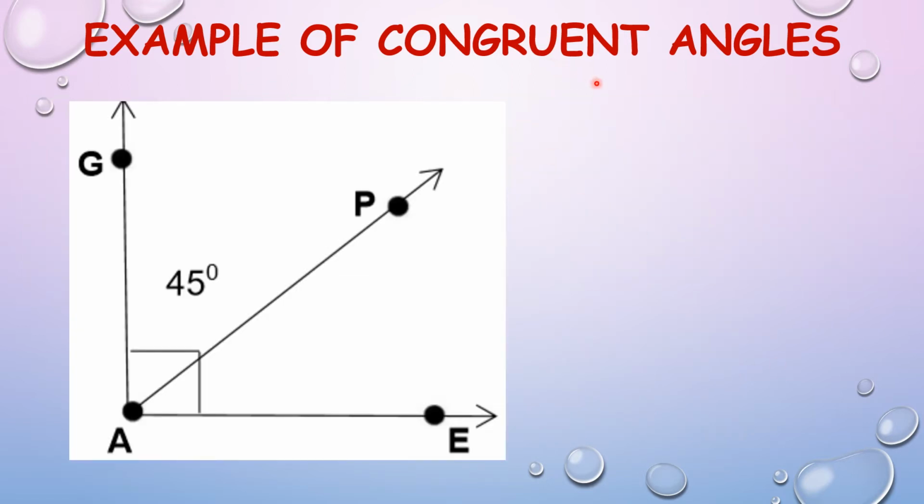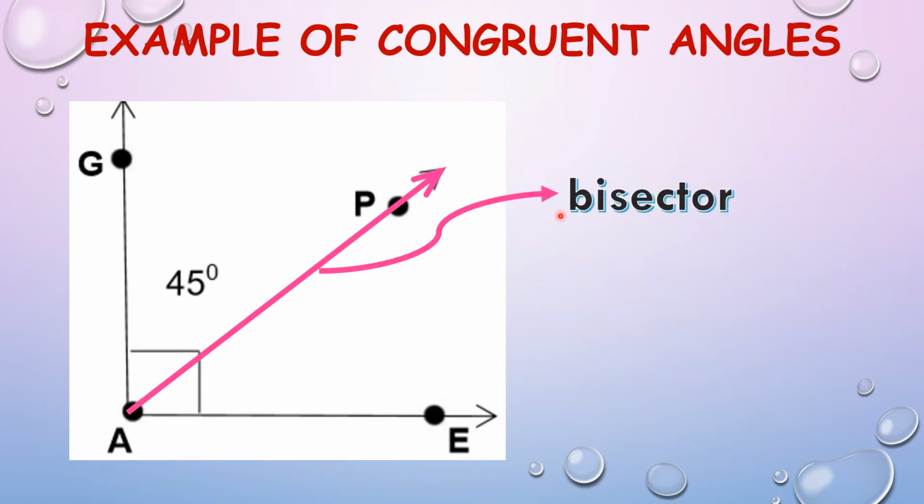Let's have another example of congruent angles. Ray AP is the bisector of angle GAE, this ray. Meaning, this divides the angle into two equal angles. So in this example, angle GAP is congruent to angle PAE by ray AP. Since the measure of angle GAP is 45 degrees, the measure of angle PAE is also 45 degrees. Hence, the two angles are congruent.